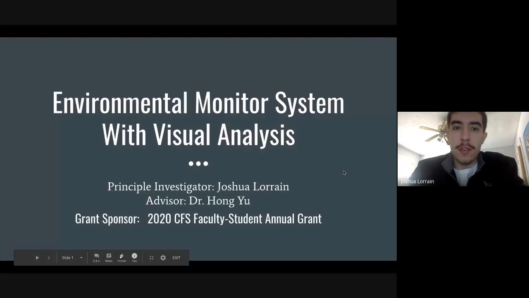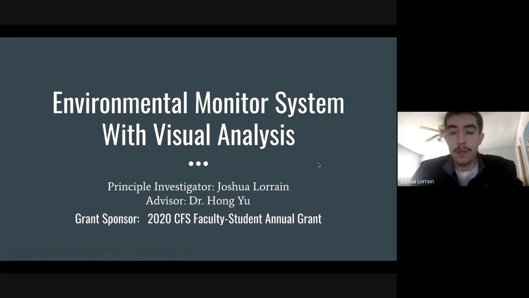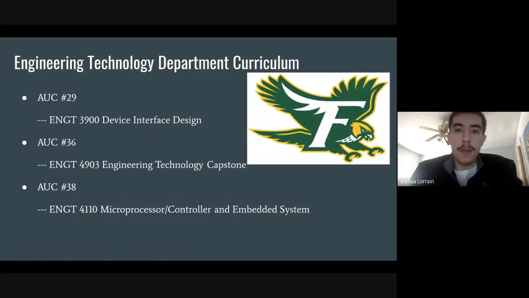So yeah, like Dr. You introduced, Josh Lorraine, and this was my project for the grant, which obviously we're still very thankful for. It was an environmental monitor system with visual analysis. Some of the curriculum that it touched upon: AUC 29, Engineering Technologies 3900 device interface design; AUC 36, Engineering 4903 engineering technology capstone; AUC 38, Engineering Technology 4110 microprocessor/controller and embedded systems.